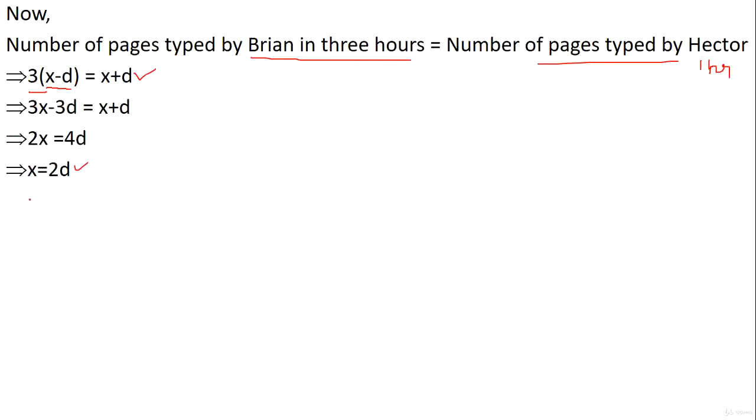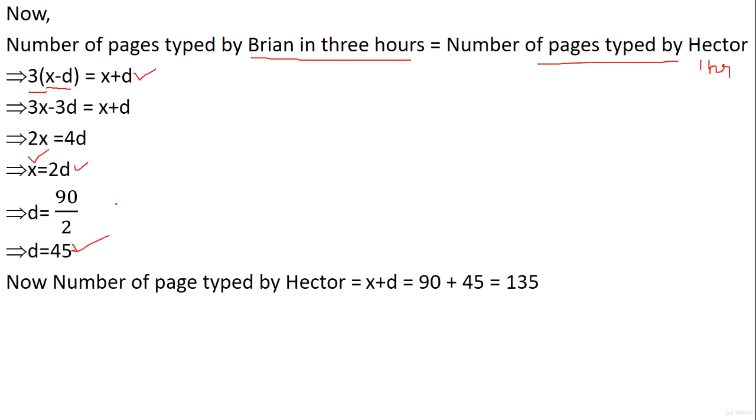So from this we have calculated already x is equal to 90 in the previous result. So d is equal to 90 by 2, which is equal to 45. So the difference is 45 pages. Now the number of pages typed by Hector in 1 hour is x plus d, which is 90 plus 45, which is equal to 135. So the answer is option C. Thank you.